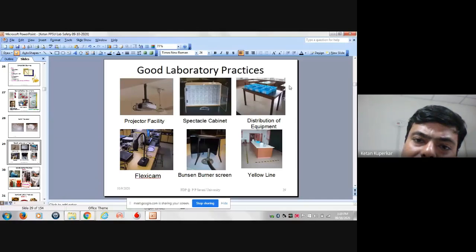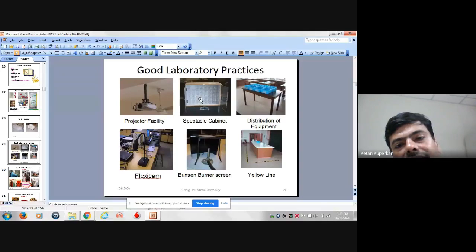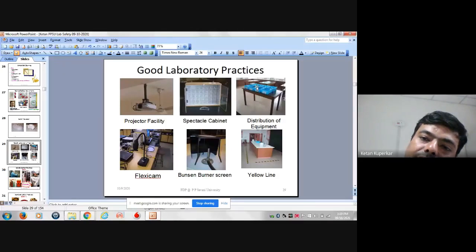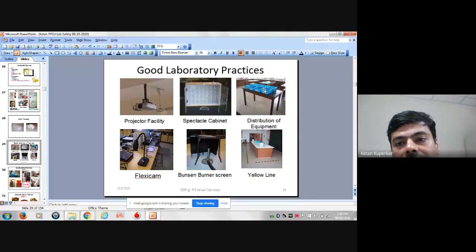The spectacle cabinets, which are a tool to protect the eye while performing the practicals. This is the distribution of the equipment, where in different kinds and sizes of trays you can place different glassware and different ingredients or different materials which are important to perform the experiment.